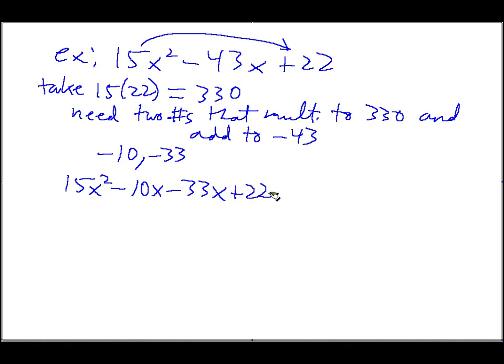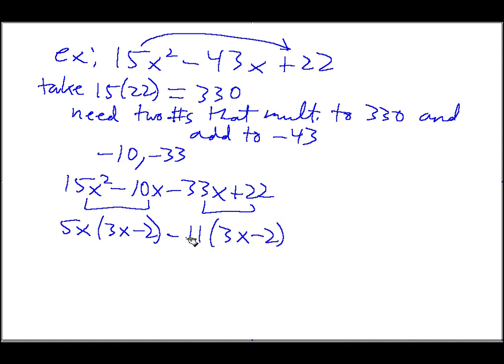Plus 22. Okay? Grouping: first two terms, next two terms, factor by grouping. So what comes out here? 5x comes out, so I have 3x minus 2. Make sure we're sharp on factor by grouping. I'm not going to spend too much more time on that. The third term is negative, so let me take out negative 11 from negative 33 and 22. So I have 3x minus 2 again, because negative 11 times negative 2 is positive 22.